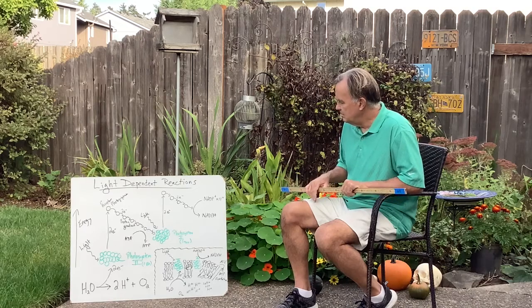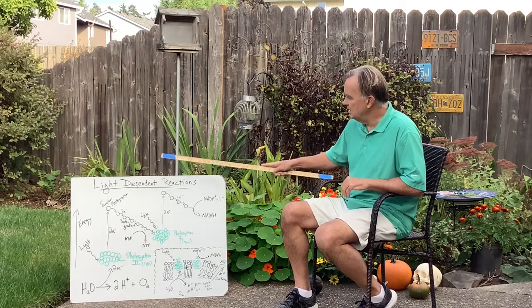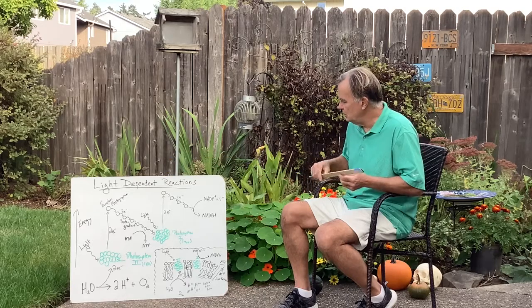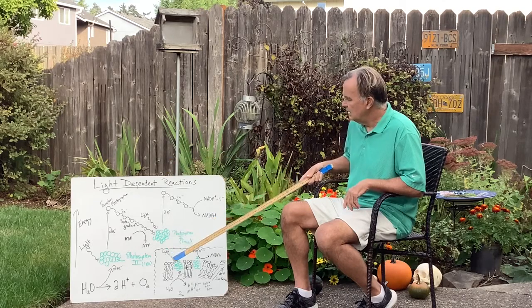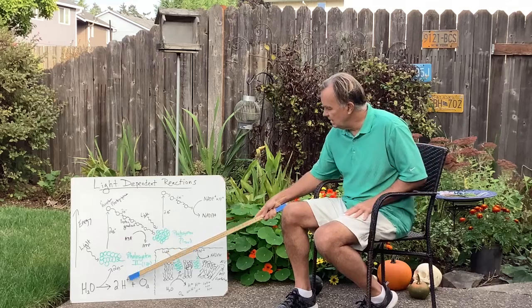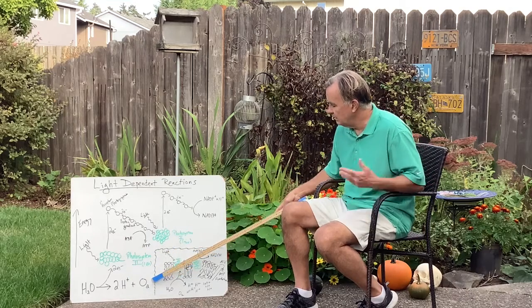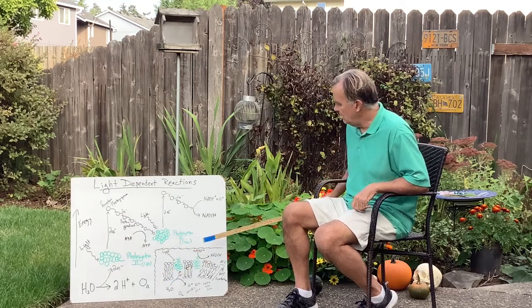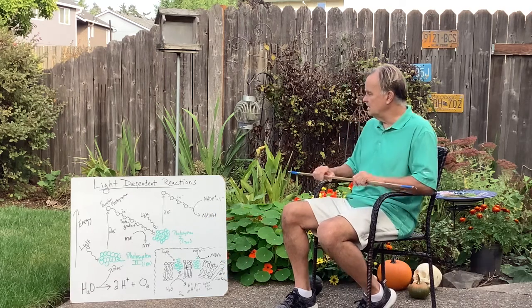That's basically what happens in the light-dependent reactions. The key things produced in the light-dependent reactions: of course light comes in, but what's produced is oxygen, which is key for aerobic organisms, and NADPH and ATP. Those are the key products of the light-dependent reactions.